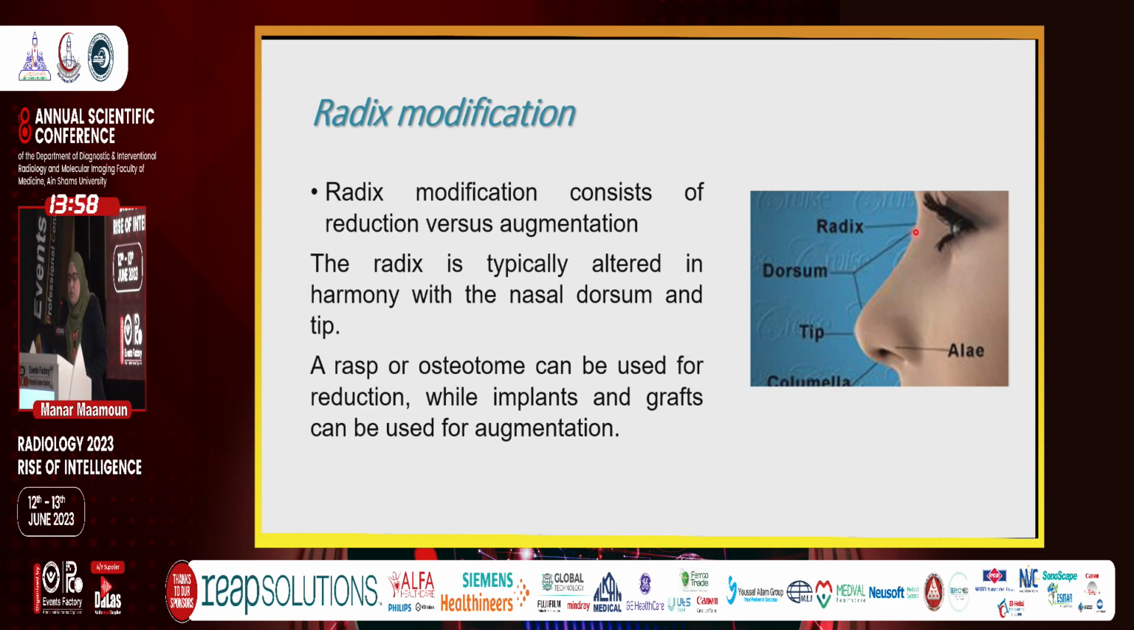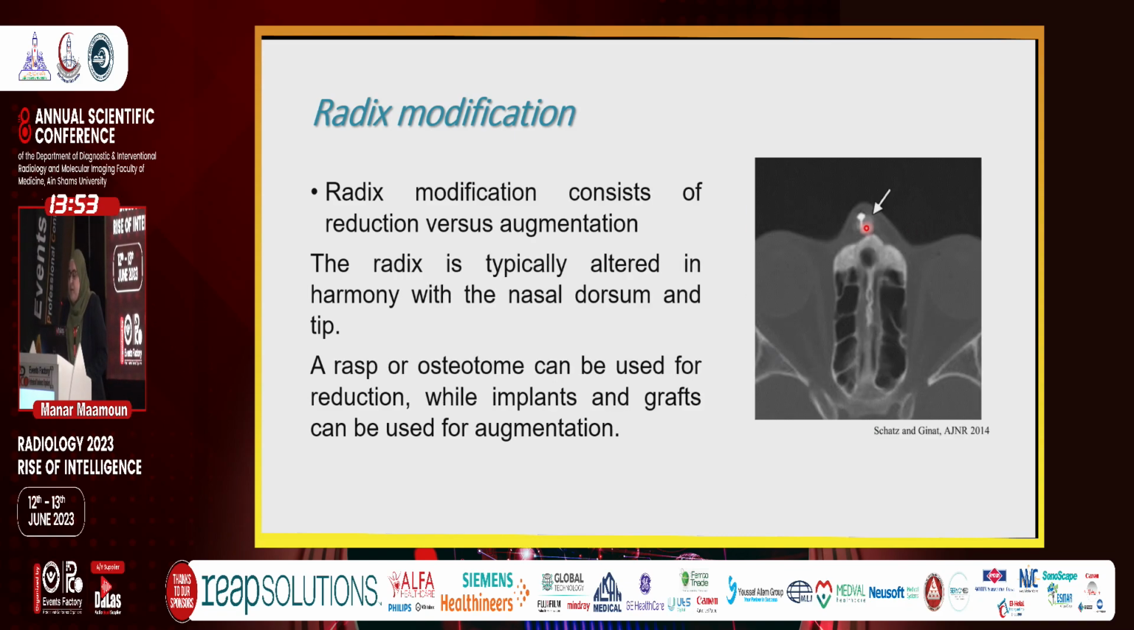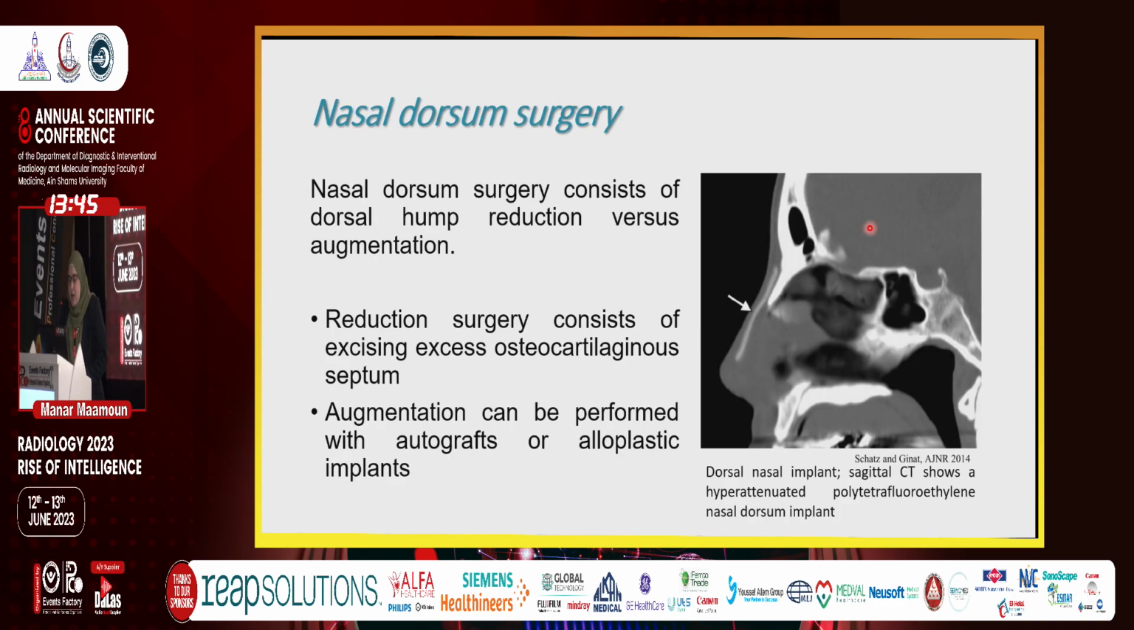Radix modification could be reduction versus augmentation. Here, an example of augmentation of the radix, where you can notice a bone graft fixed with a screw. Another case of radix augmentation associated with nasal dorsum implant, hyperattenuated.